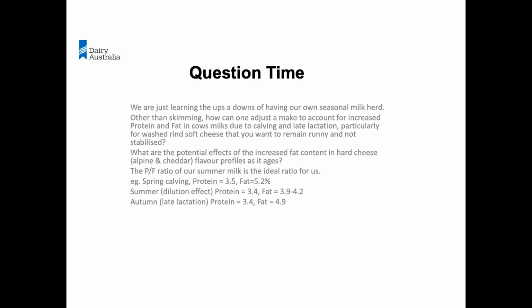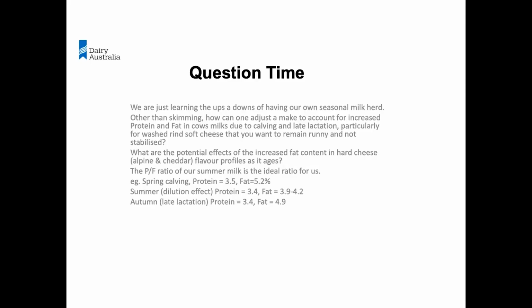Protein and fat ratio of our summer milk is the ideal ratio for us. Yes, this is usually the period of the year when we have the lowest fat and proteins ratio. In here you write proteins divided by fat. In France, we use the opposite. We use fat divided by proteins. Well, you drive on the wrong side of the road as well, so this is a different story.